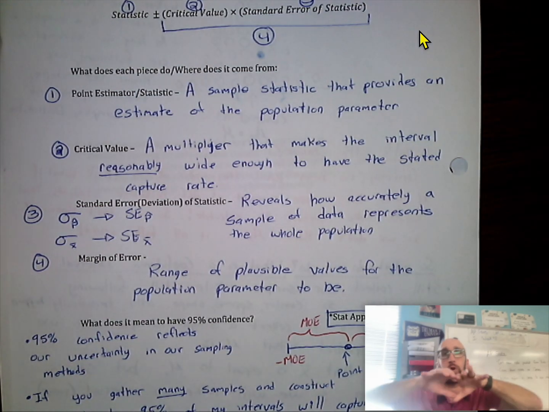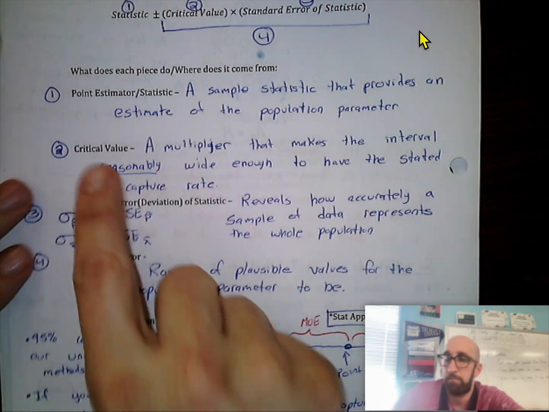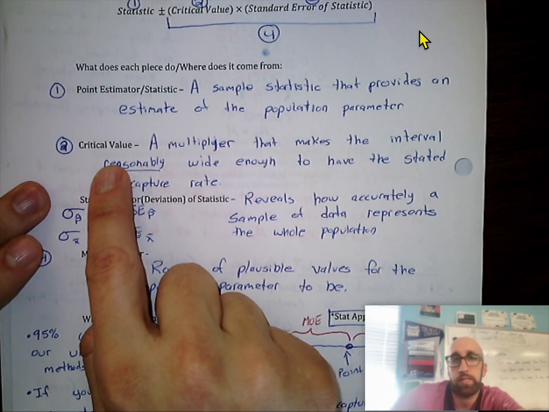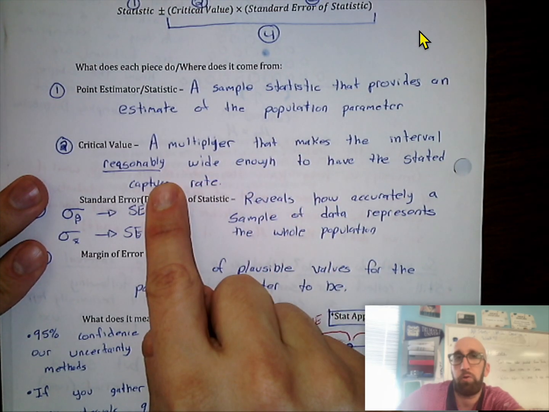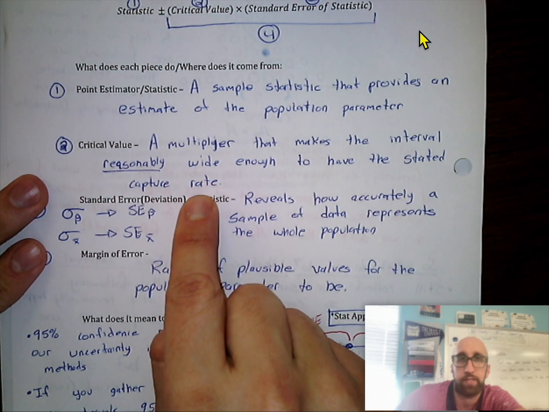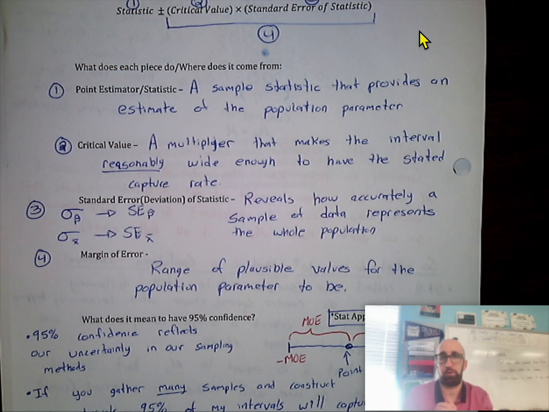The next thing we do is create an interval, because it's very unlikely my single sample is going to hit dead on to the population. So instead, we're going to make an interval around that to say, hey, I believe my population is between here and there. What accomplishes that is a critical value. It's a multiplier that makes the interval reasonably wide enough to have the stated capture rate. So a critical value is going to help create an interval that's beneficial to us, right?